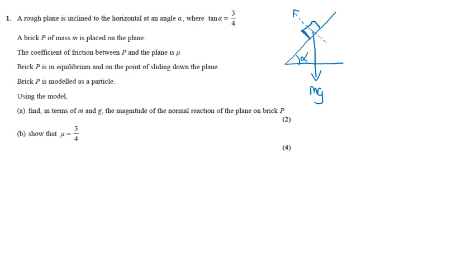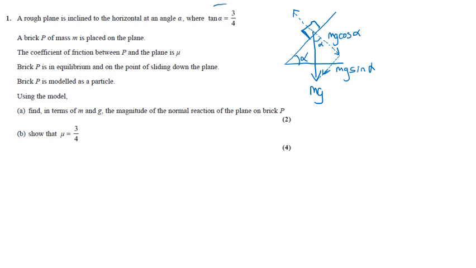So this mg, we're going to take one component perpendicular, normal to the plane like that, and one component parallel. Now, if this angle here is alpha at the bottom, then this angle up here is also alpha. So that means that this side here is mg cosine alpha, and this one is mg sine alpha.